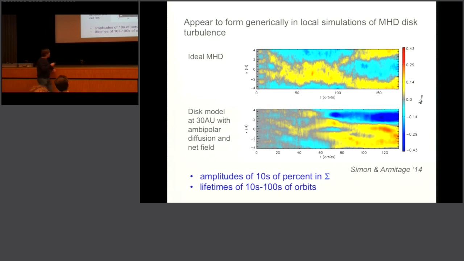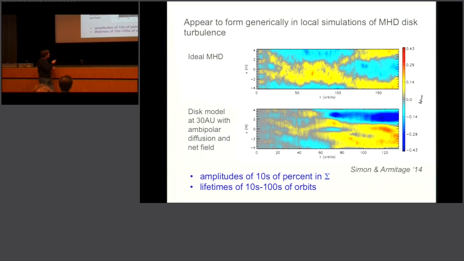So here's an example of that. So here we've got time in orbits. This is another one of these space-time diagrams. And this is the radial coordinate here in units of the pressure scale height. And the colors here are reflecting fractional variations of the density away from the mean density. And the bluest colors here are maybe 30 or 40% underdense. The reddest colors are maybe 30 or 40% overdense. And the two panels, this upper panel is an ideal MHD, and this lower panel is a disk model appropriate for 30 AU of a minimum mass solar nebula with ambipolar diffusion and also with a net magnetic field threading the disk.